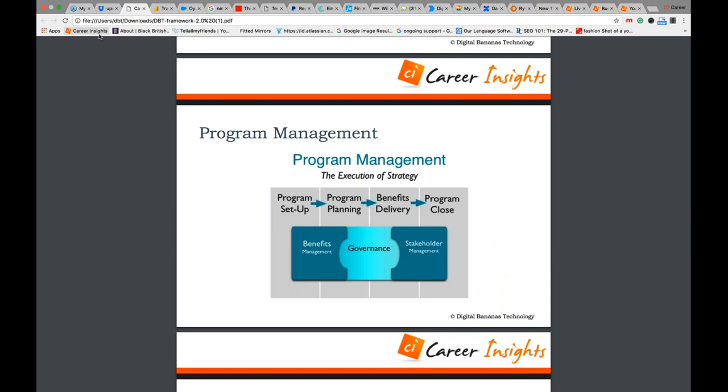The reason I will stop here, just so you understand, is that the PMO office is about executing the strategy. Remember, the business strategy team creates the strategy while the program office executes the strategy by breaking the portfolio into programs and projects. So they set up the program, do program planning, do benefit delivery, and close it. So the job of the PMO office is to manage benefits, have overall governance, and manage stakeholders in order to deliver the overall objective of the business. So consider the program office as delivering the initiative, and consider the project manager as delivering the project that leads to delivering the initiative. Okay, so that is for project manager.